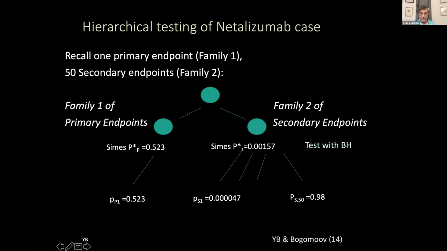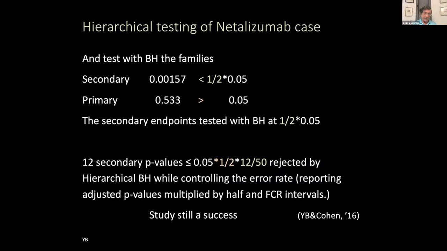So you can test now the two families with BH. The primary, of course, doesn't pass. The secondary passes, and then you see that 12 of the secondary p-values are less than or equal to 0.05 times 12/50, but times half, because you've chosen only the secondary family. So the conclusion from that is that, well, it's not 27 endpoints, but there is something there. And we can point at 12 of them and say, well, they pass even the addressing of selective inference.